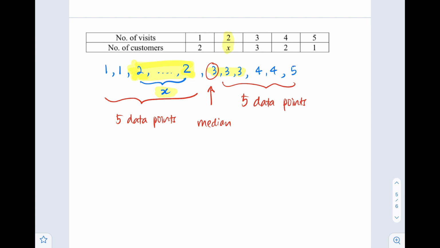Since there are already 2 ones, how many 2's can I have? I can maximum have 3 2's, which means that my largest x has to be 3, because I need to have 5 data points. I already have 2 ones, so I can only have a maximum of 3 2's on the left of my median. So the largest x is 3.